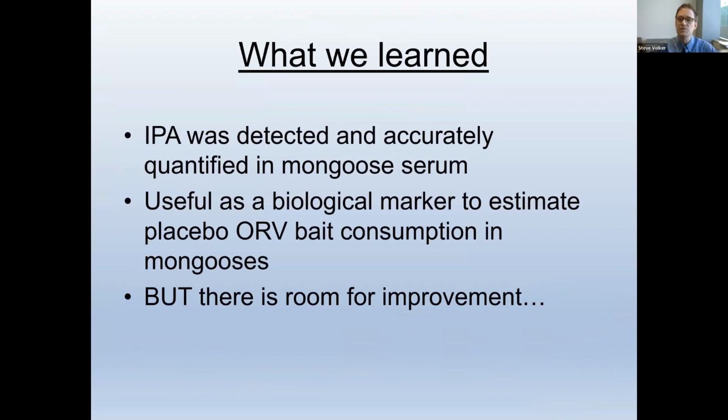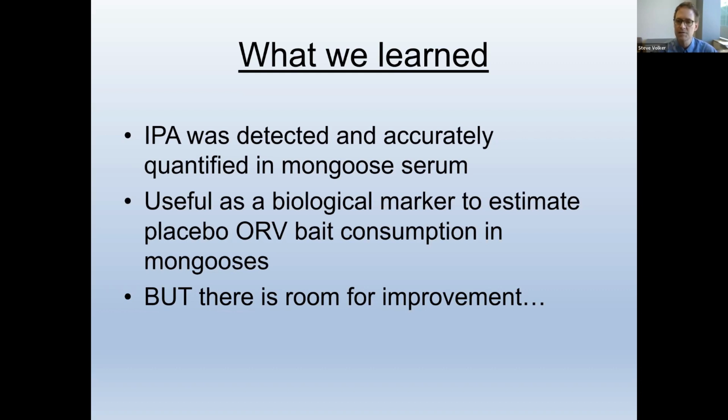So what we learned from these early laboratory and field trials was that iophenoxic acid, we were able to use liquid chromatography and mass spectrometry to detect and accurately quantify the residues in mongoose serum, both in field trials and in laboratory trials and in field application. We determined that this was useful as a biological marker to estimate placebo oral rabies vaccine bait consumption in mongooses.